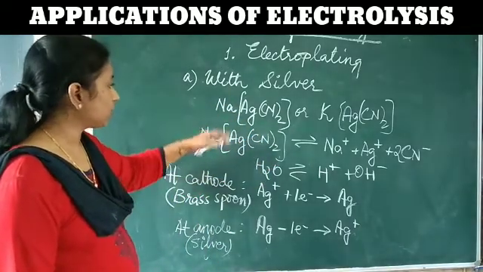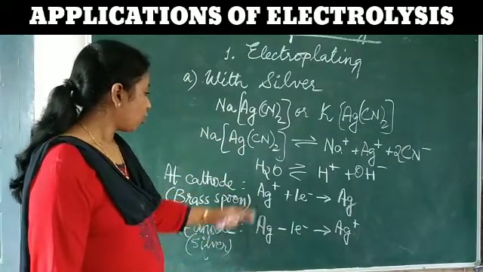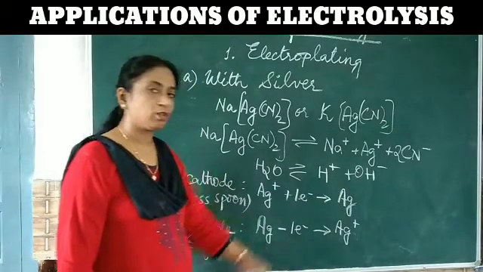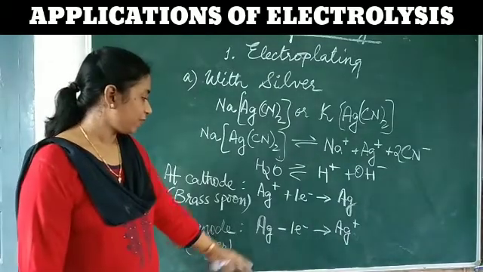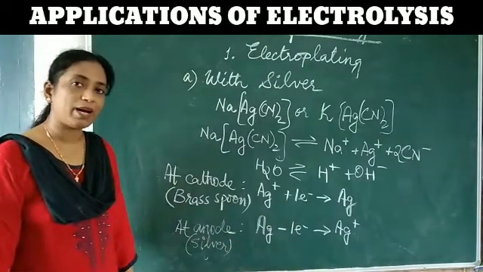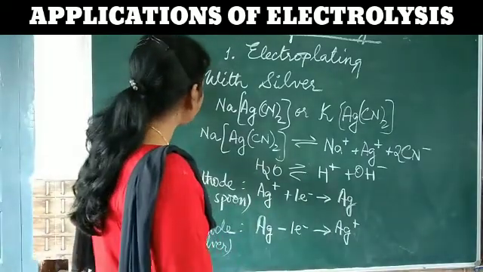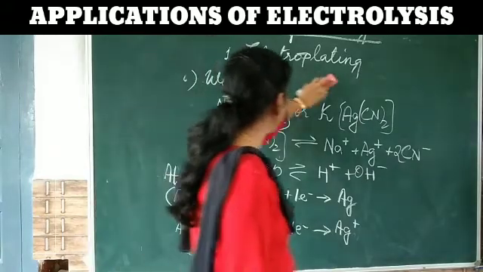What else? Nothing. So you must know the cathode reaction and the anode reaction, and the observations. What happens at the cathode? There will be a deposition of a silvery white metal. And what happens at the anode? The mass of the anode goes on decreasing. That is it. Okay. Now let us see if we have to do it with nickel.